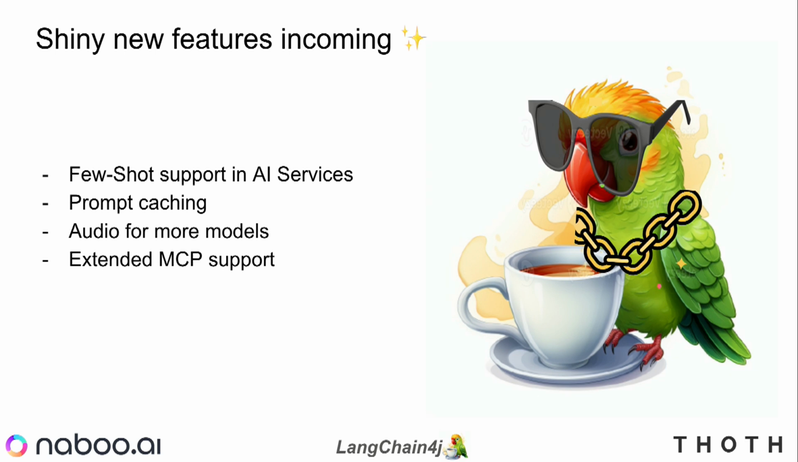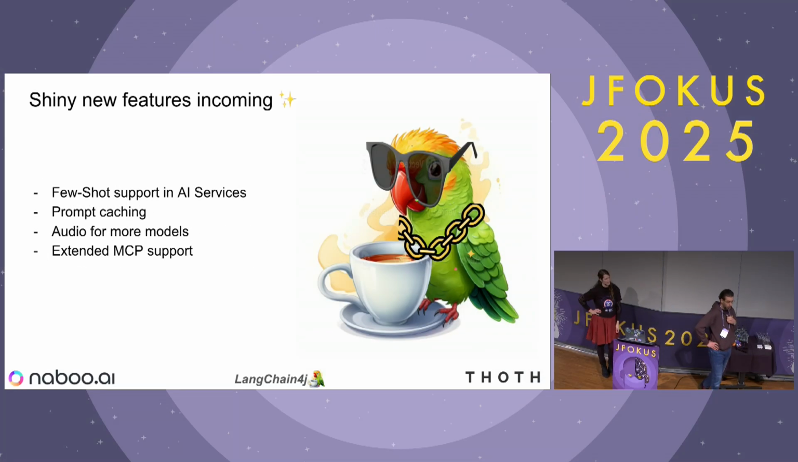Good. What shiny new features are coming? So we're working on few-shot support in AI services, prompt caching. This feature will help you to save on tokens and speed up the responses. We're working also in the audio to make it for other models. For now, we use Gemini here to do the audio part, and then OpenAI to work with the text. And lastly, we're extending the MCP service support. So cool stuff coming.